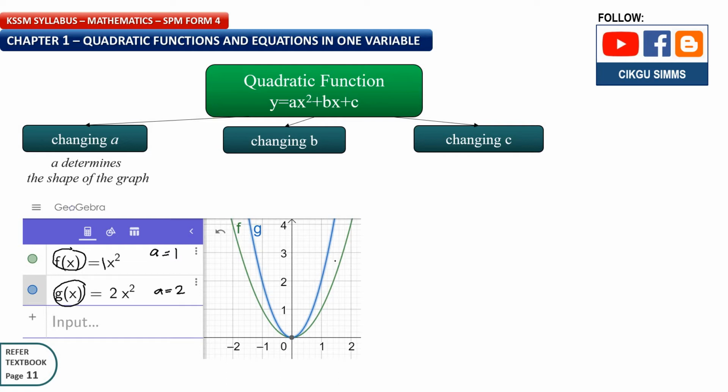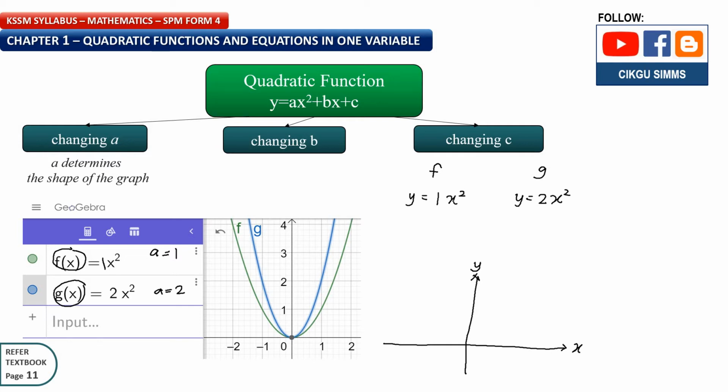Okay, you can see the difference between these two is the shape, right? g is much narrower, and f is wider. So why does this happen? I will show you an example calculation here. For the function f, y equals 1x squared. For function g, y equals 2x squared, right? I will draw the axes here. This is the x-axis, and this is the y-axis.